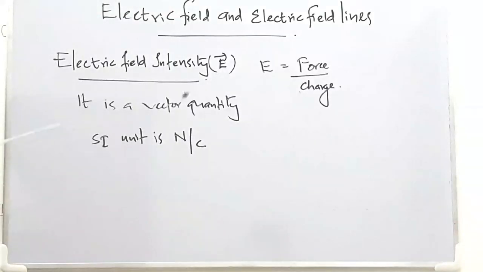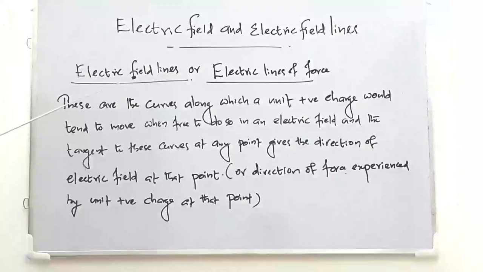Electric field intensity is defined as the force experienced by a unit positive charge, or the force experienced per charge, or it is equal to force divided by charge. It is a vector quantity. SI unit is Newton per coulomb. Electric field intensity is the term used to represent strength of electric field mathematically.